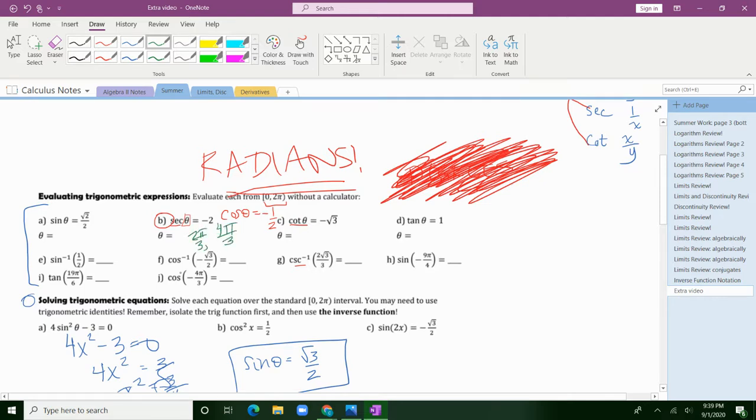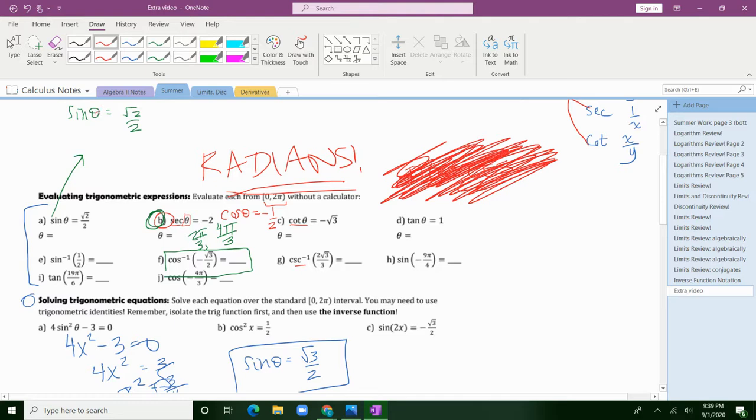Now, what if it's written like this? Cosine inverse of negative half. That's the same exact thing as here. So let's take a look at this one here to see why they're the same. This is something that people do struggle with.